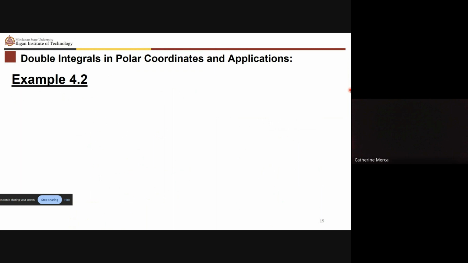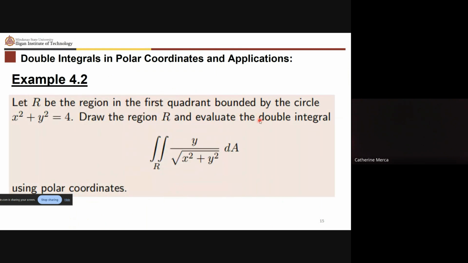For the second example, you are asked to evaluate the integral given that the region R is in the first quadrant bounded by the circle x squared plus y squared is equal to 4. That means r squared is equal to 4, or r is equal to 2. And you are given the function y over square root of x squared plus y squared dA using polar coordinates.